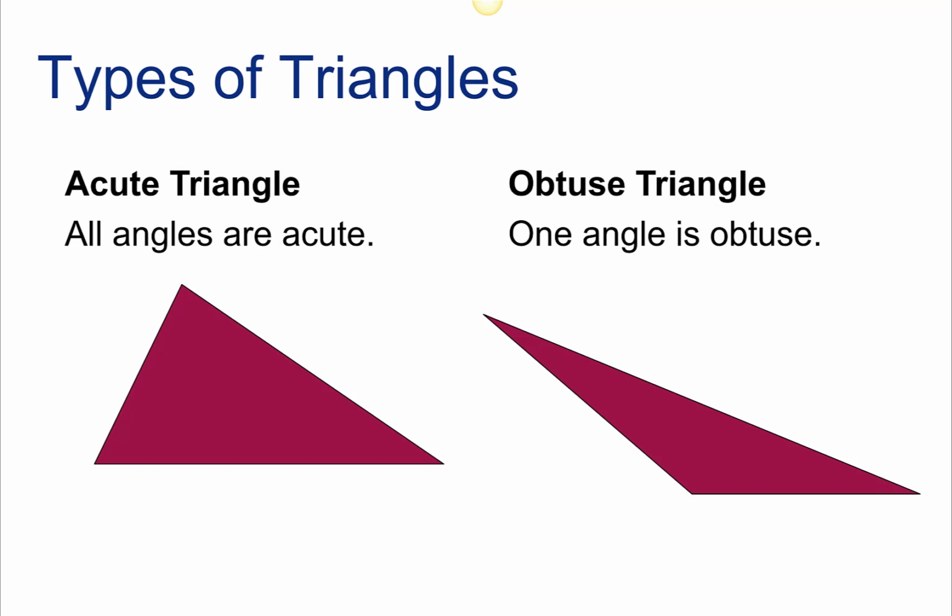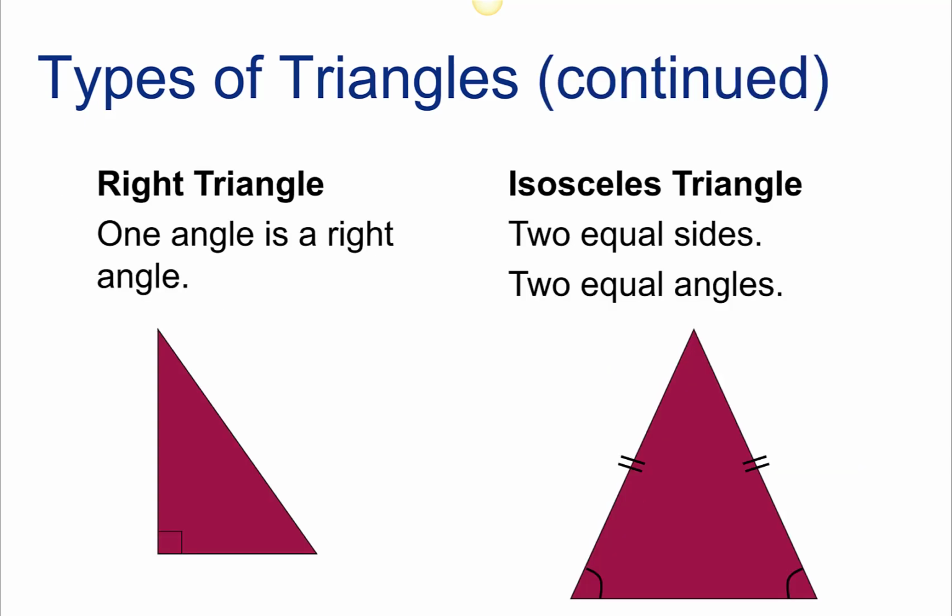Types of triangles. We have an acute triangle, we have an obtuse triangle. In an acute triangle, all the angles are acute. In an obtuse triangle, one angle is obtuse. In a right triangle, we have a single right angle.